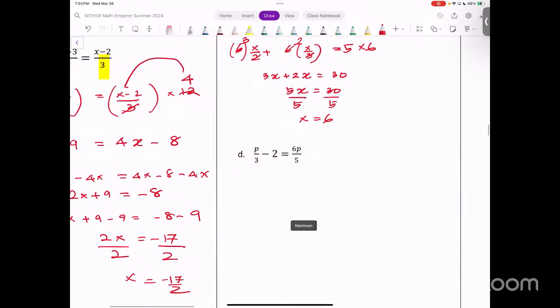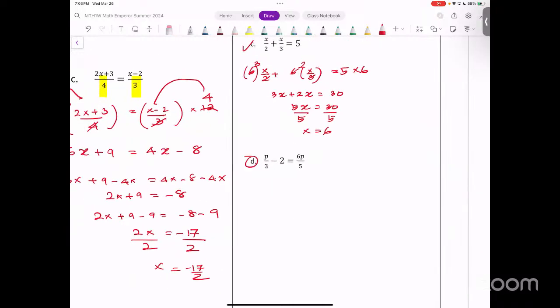So Nirain, what is the least common multiple for the denominators on my next question, sir? So I got a denominator 3, I got denominator 5. What is the least common multiple? 15. We're going to multiply every single term by 15. That's going to be 5p minus 30. This is 3, 18p.